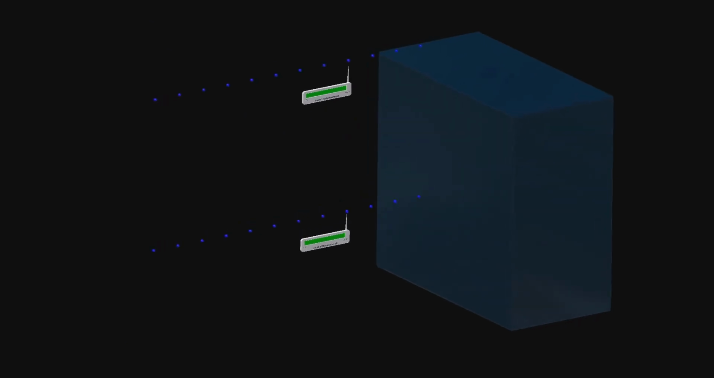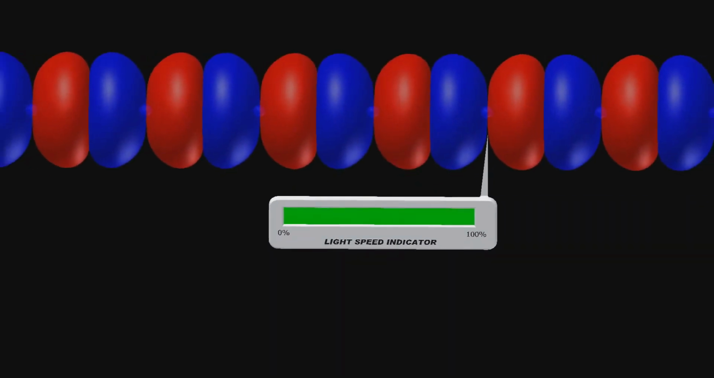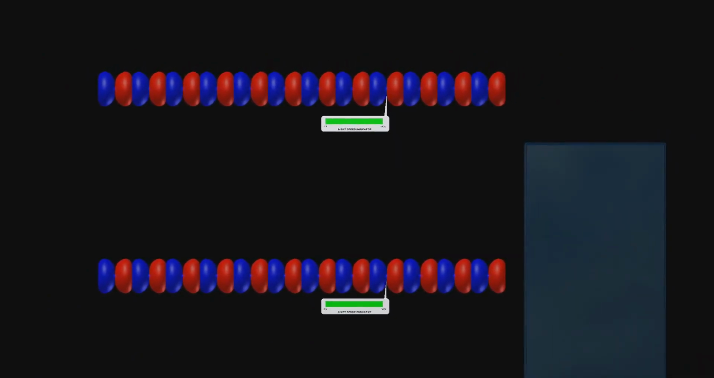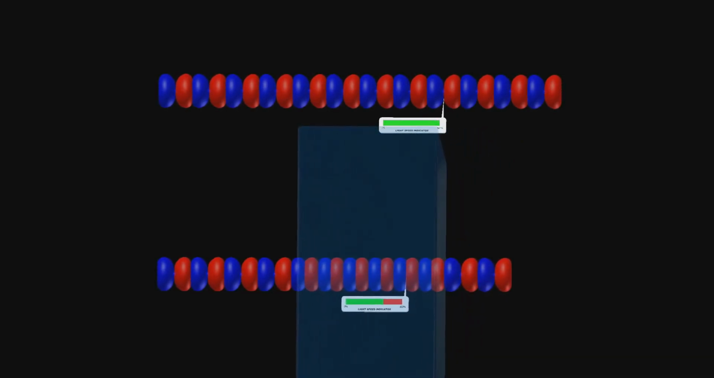Now we are going to have a race between two rows of photons. Only one row of photons is going to pass through the glass. Notice how the fields of the bottom row of photons are compressed as they encounter the glass. Then as they exit the glass, the compressed fields rebound and push the photons away from the glass, thereby re-accelerating the photons back to full light speed.